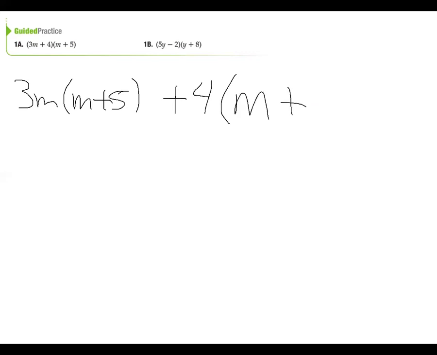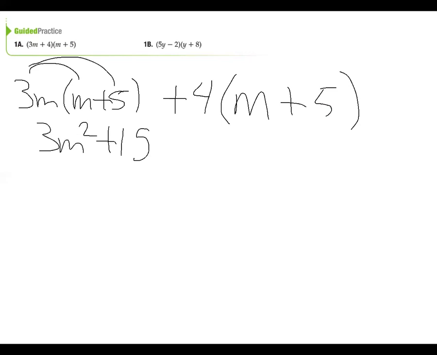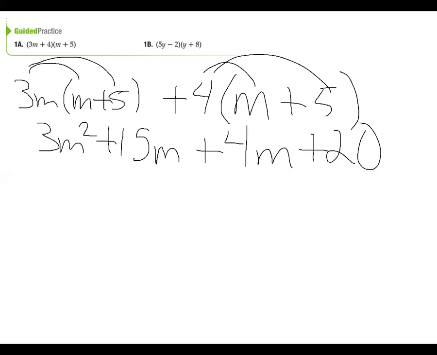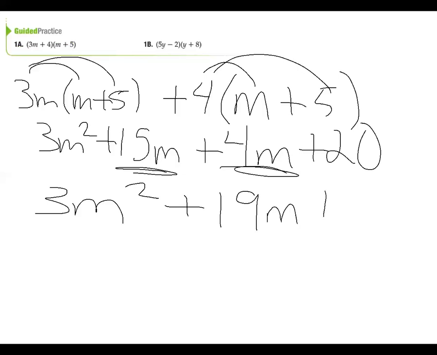All right, we're back. So I'm going to do the horizontal method. So the first one is 3m times m plus 5, plus 4 times m plus 5. So if I distribute here, I would get 3m squared plus 15m, and distribute here, I would get plus 4m plus 20. Combine the like terms here, and you'd have 3m squared plus 19m plus 20.